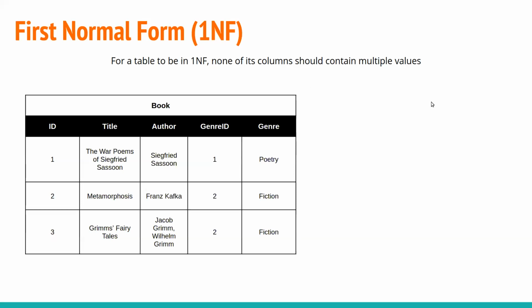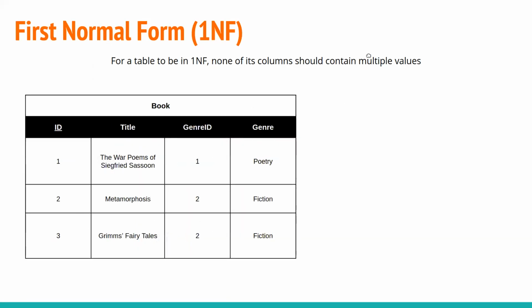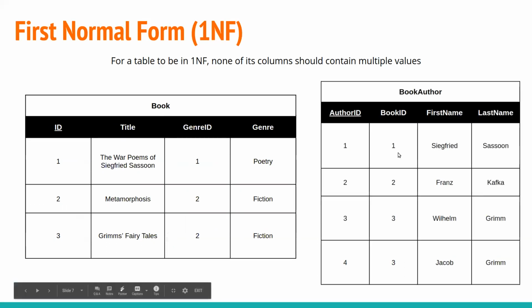So that's correct. The reason this table is not in first normal form is because of that cell over there that contains 2 authors. So how would we go about fixing this? The simplest way is to just remove the author column from this table, and we throw it down here. We create another table called the author table. Inside the author table, each author has their own ID. They also have a book ID.